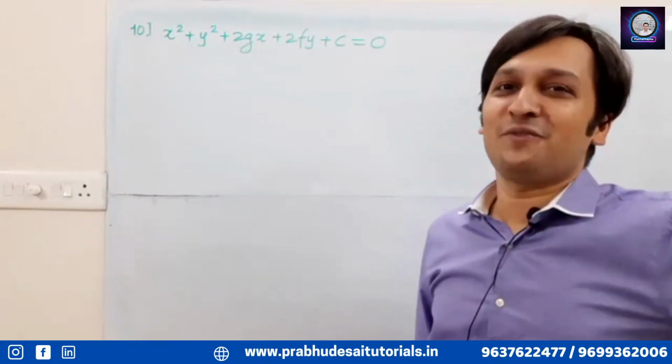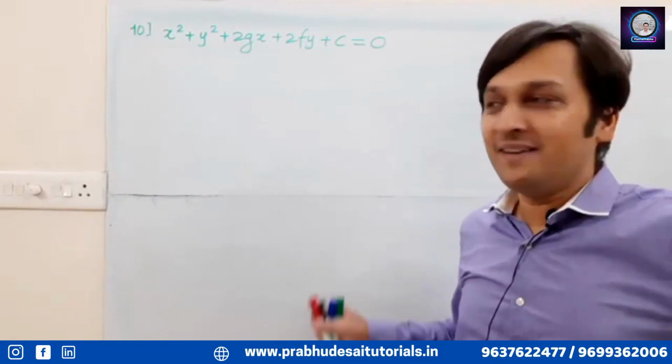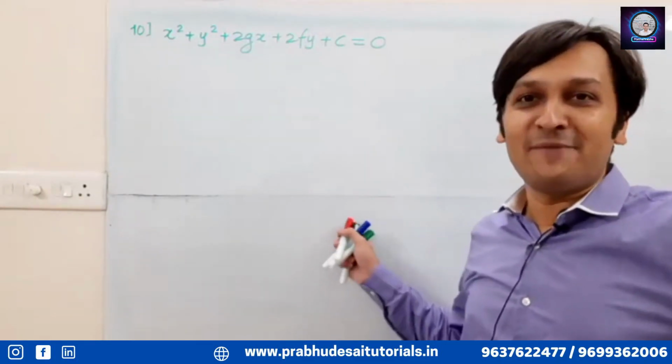Circle, general equation of circle. Center minus g, minus f. Radius root of g square plus f square minus c.